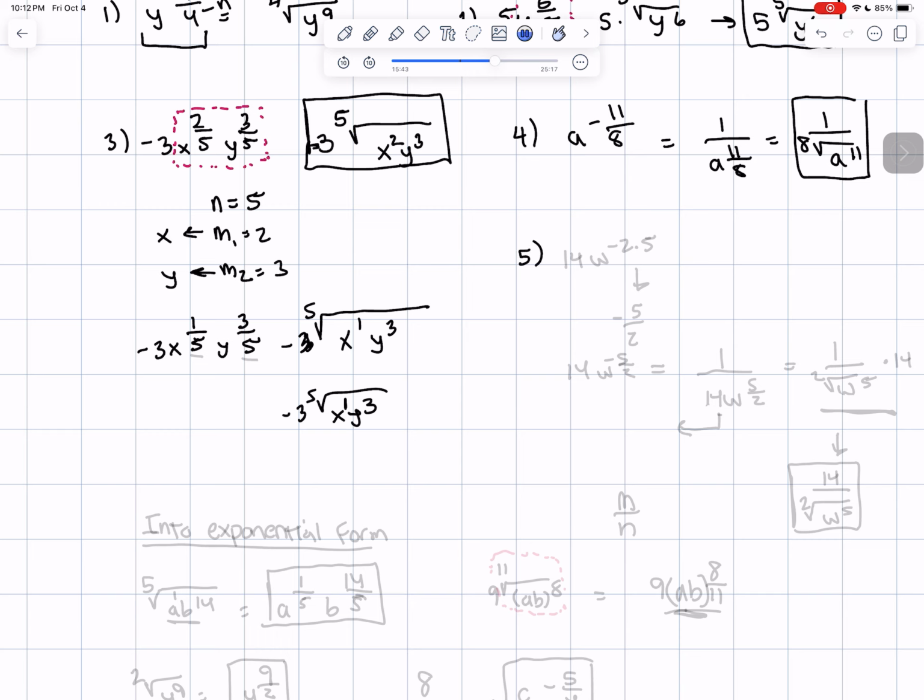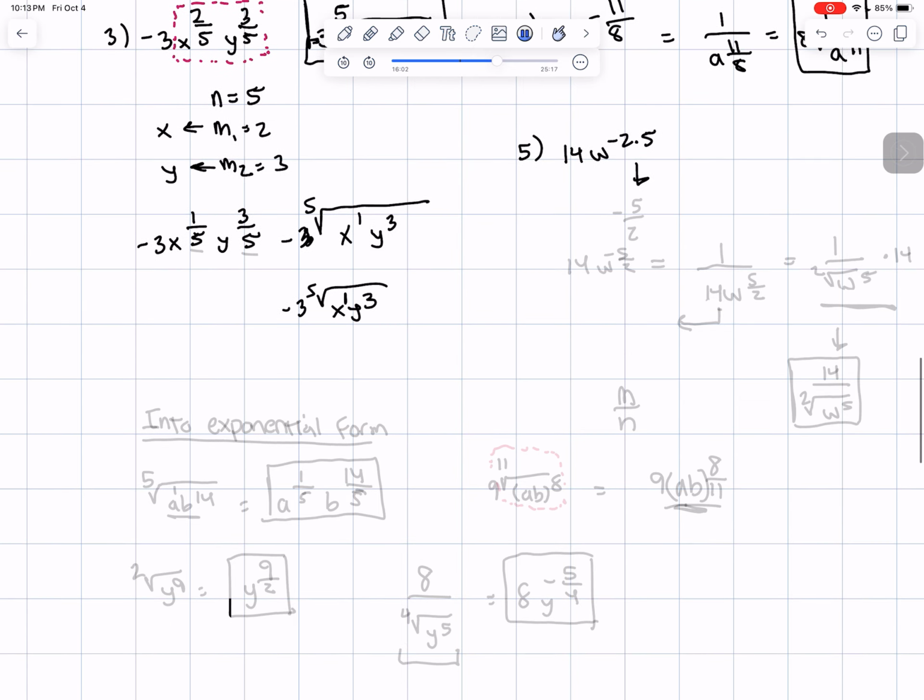Let's do one last one. So let's say I have 14w to the negative 2.5. Well, we have to find what that is as a fraction. So 3 divided by 2 is 1.5. Well, let's try 5 divided by 2. That's 2.5. So that's 5 over 2. So if I rewrite that, it's 14w to the 5 over 2.